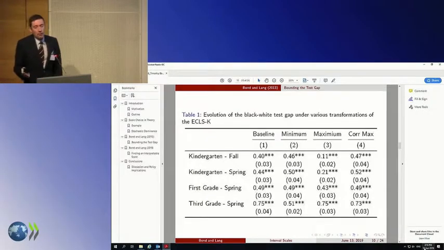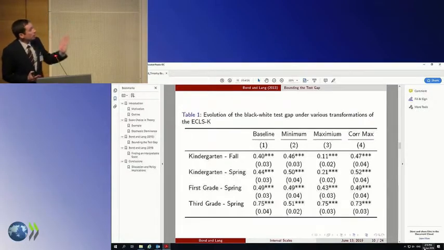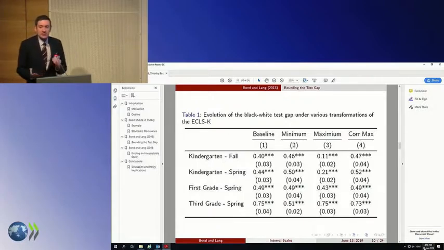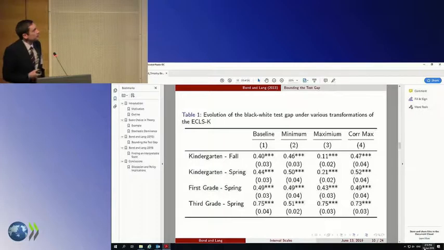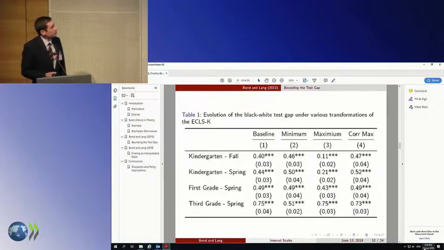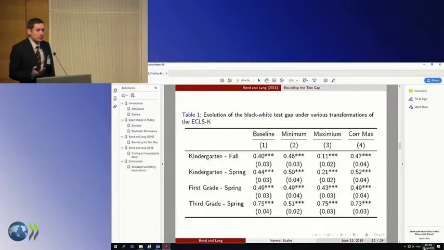So here's what we found. Column 1 is our baseline gap. So that's essentially the ECLSK. This is essentially also what Fryer and Levitt found. So what do we see? We see that in kindergarten, this is in standard deviations, the gap is about 0.4 standard deviations. Nothing really happens by spring of kindergarten. It begins to grow in first grade. And then by third grade, we see a large jump. So in sum, what it looks like is that there's a small to medium gap in kindergarten growing rapidly by third grade. This is essentially what Fryer and Levitt found and published in 2004 and 2006.